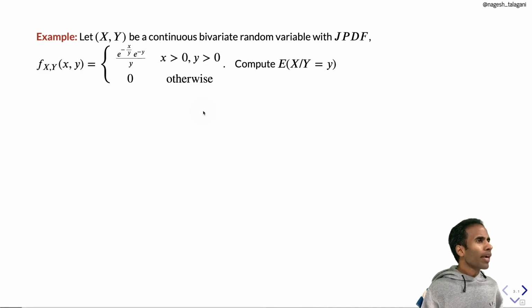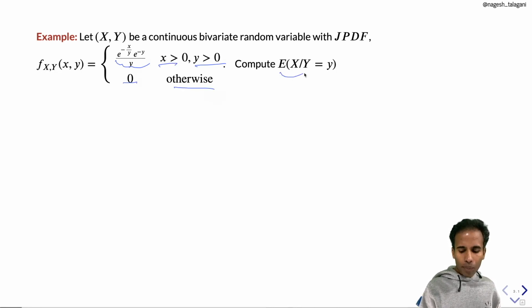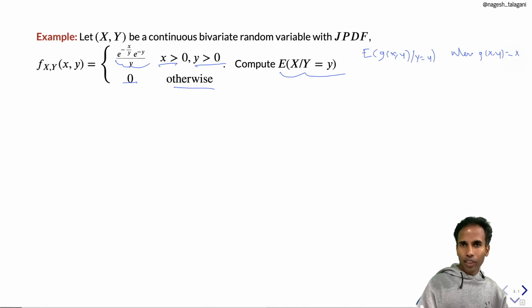Let (X,Y) be a continuous bivariate random variable with joint PDF f(x,y) equal to e^{-x/y} times e^{-y}/y for x positive, y positive, 0 otherwise. Compute expectation of X given Y equal to y. This looks like an expectation of g(X,Y) given Y equal to y, where g(X,Y) happens to be X only. So we know how to compute expectation of g(X,Y) given Y, right?